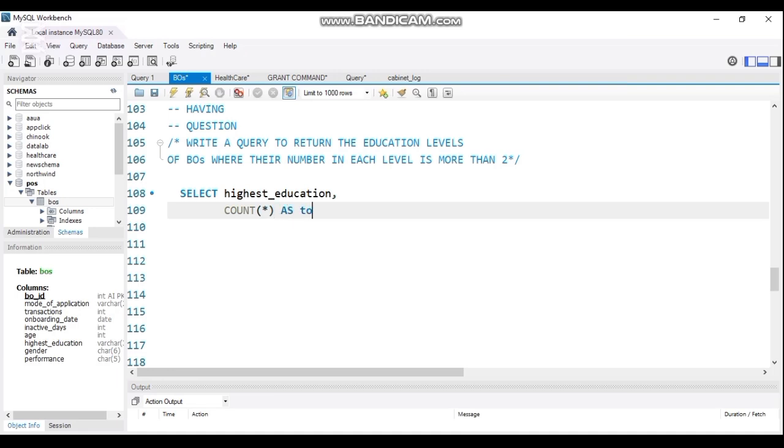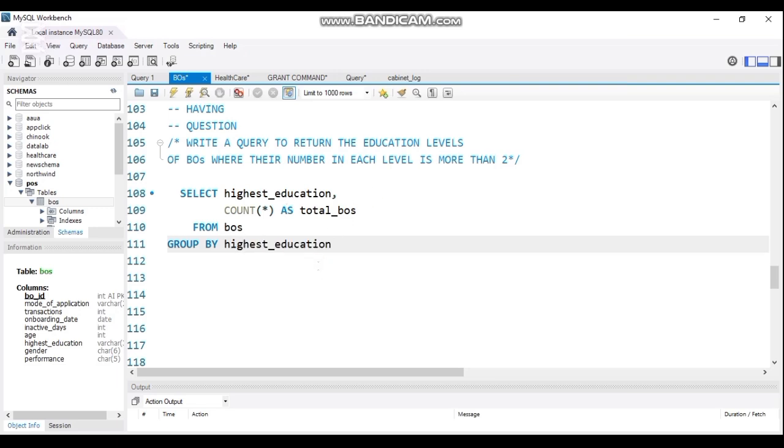So the query is to check the education level of BOs where their number in each level is more than 2. And we are using our highest education. Don't forget, I said when you are using an aggregate function, you should rename it to have better headers. And I'll be grouping them by highest education. You should know this from our last video, because I said aggregate functions always go with GROUP BY, and you group by the column before your aggregate column, which is the highest education.